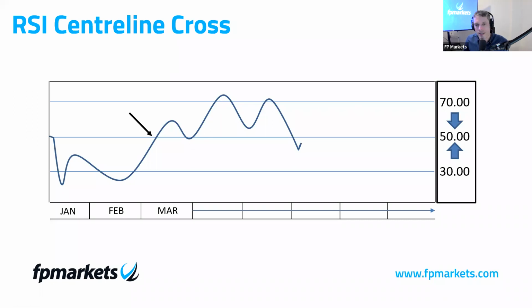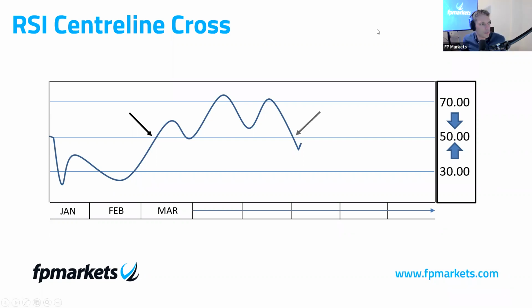This, if you think about it, informs that once we cross above the 50, the average gains are now exceeding average losses. Now think back to the formula. So the average gains are now exceeding the average losses in this market. And that is positive momentum.